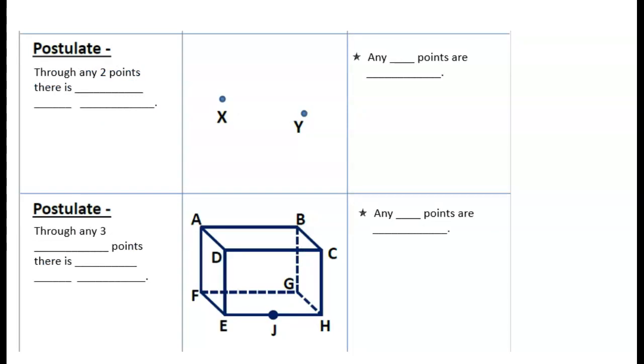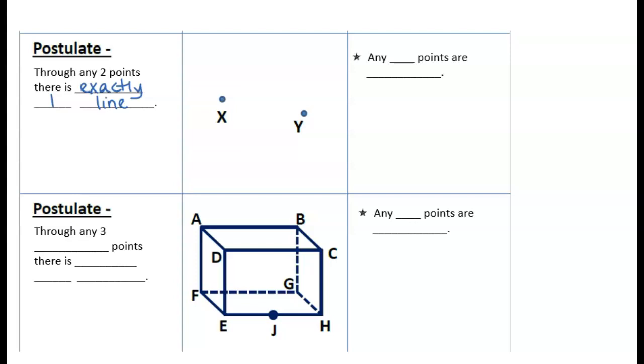We're almost finished, folks. Hang on in there. The next postulate is through any 2 points, there is exactly 1 line. So I've given you 2 points here, and if you can put a line through it, you'll notice that it's the only line that you can draw.